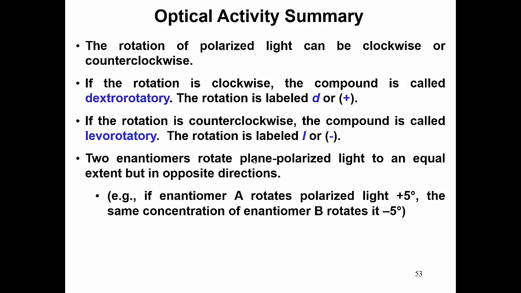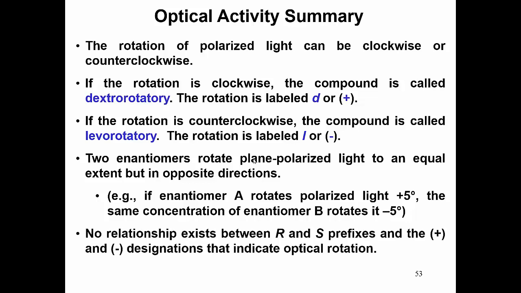Okay? So again, the same concentration and purity of each enantiomer is going to rotate the light to the same magnitude, the same number of degrees, but with a different sign. And R and S can be either plus or minus. There's no relationship between the nomenclature R and S and which way the light's rotated, clockwise or counterclockwise.